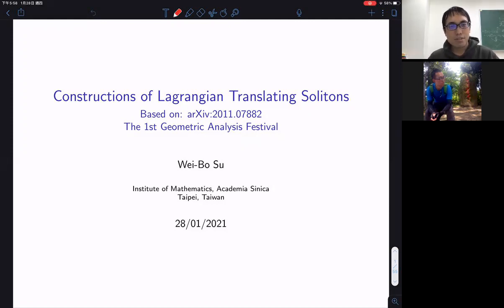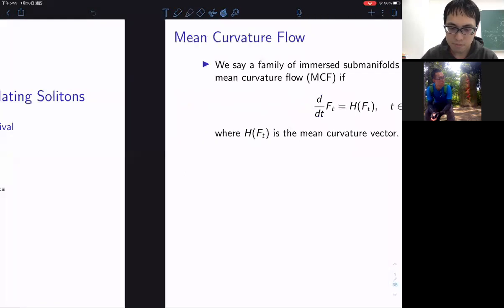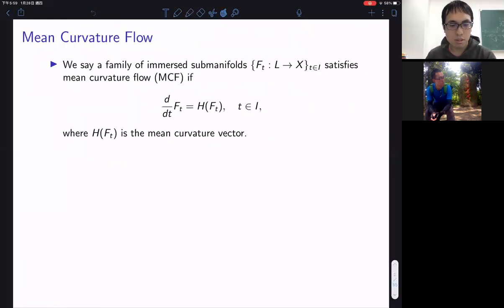I'm going to talk about the constructions of Lagrangian translating solitons. This talk is based on my preprint on the arXiv, so if you're interested in the details, then you can look up that paper. Okay, so let me start with some introduction about mean curvature flow.